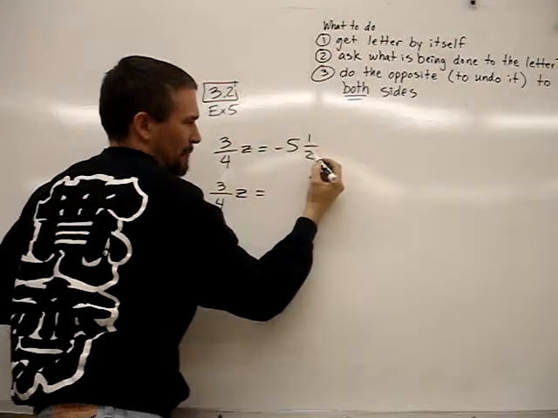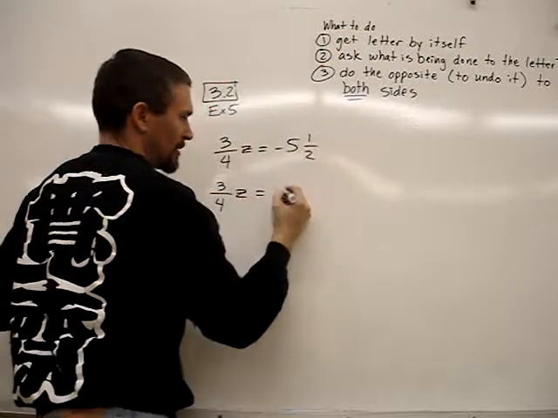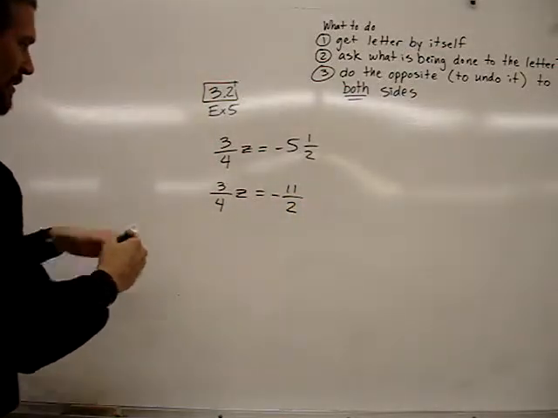And the way you deal with a mixed number is you multiply this times that and add it to that. So 2 times 5 is 10, plus 1 is 11. So -11/2. And now let's deal with the question.